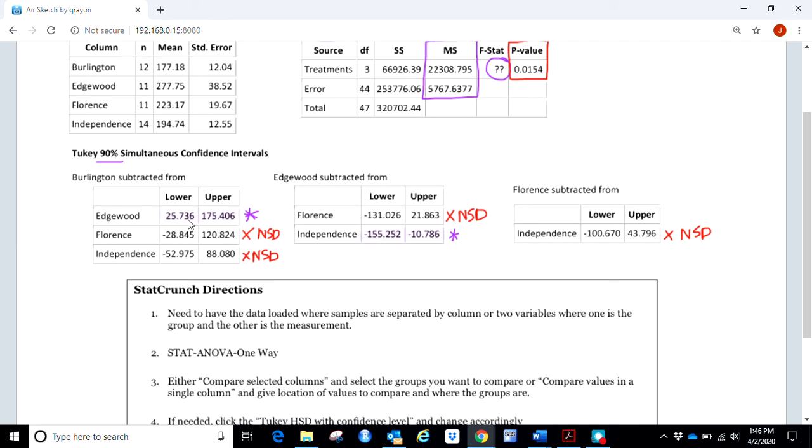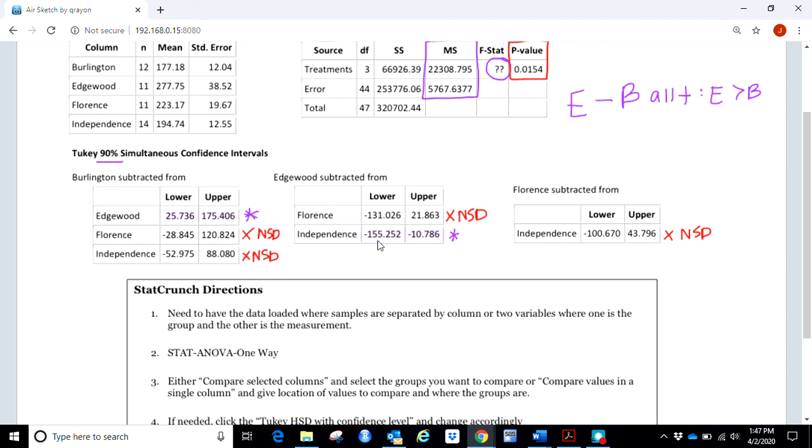So looking at our first interval here, let's first get our order of subtraction. When it says Burlington subtracted from Edgewood, that means the order of subtraction here for me is Edgewood minus Burlington. When I look at those numbers, we're getting all positive numbers. So to get all positive numbers, which one has to be bigger? The first number has to be bigger in order for me to get positive numbers. So the Edgewood's going to have a higher price than Burlington. And notice that our data agrees with that.